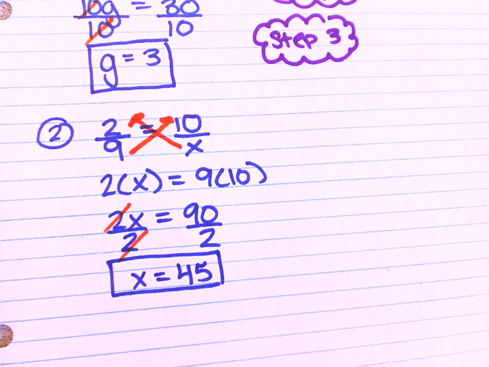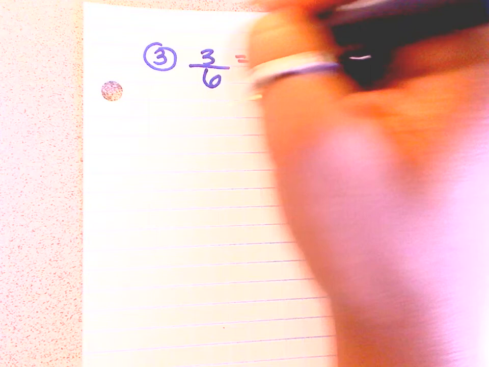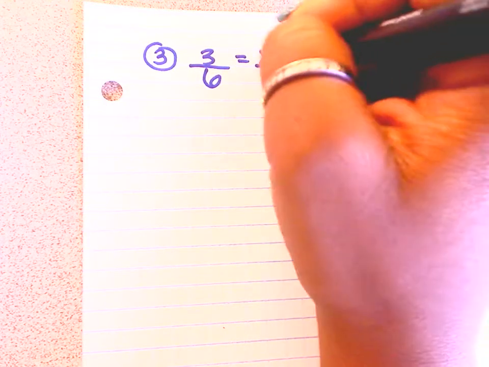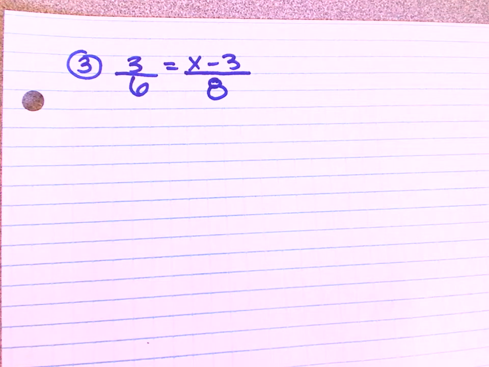When you're good with that, put your pencil up. Awesome. Okay, number 3. Now, it gets a little more complicated, not too much. 3 over 6 equals x minus 3 over 8. Same steps, same concept. Okay?